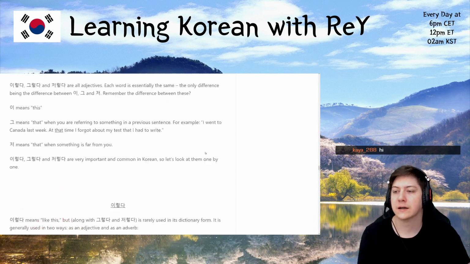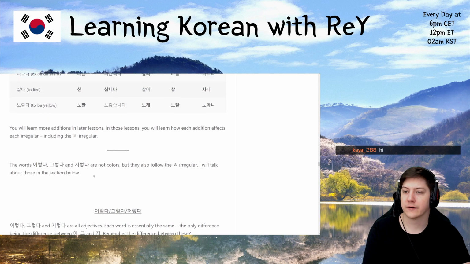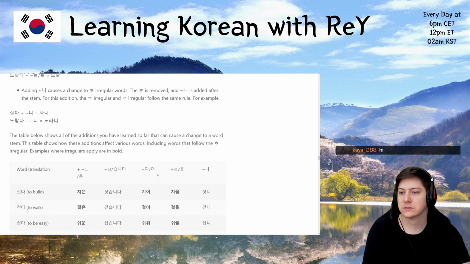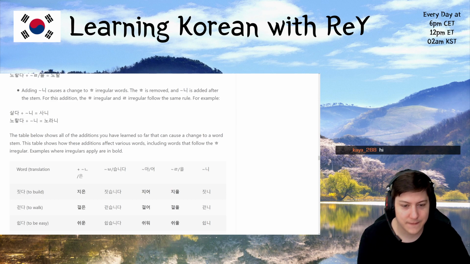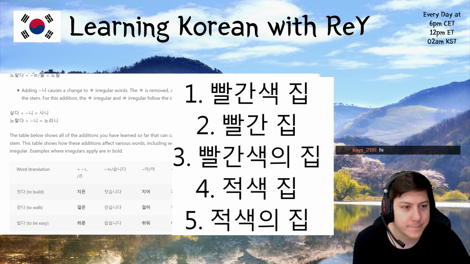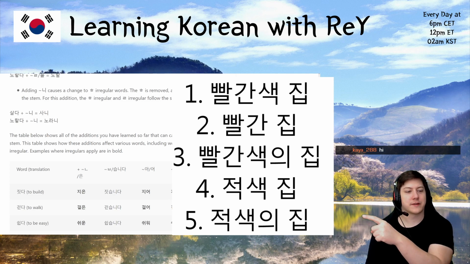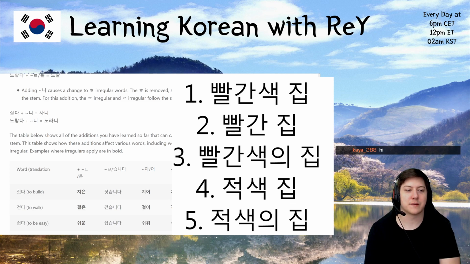Okay, so here we are. To review the colors, this is what we learned for the colors. There are 5 different ways to say something is red, or red house in this case. And we have pretty much figured out what is most common in everyday speech for Koreans.